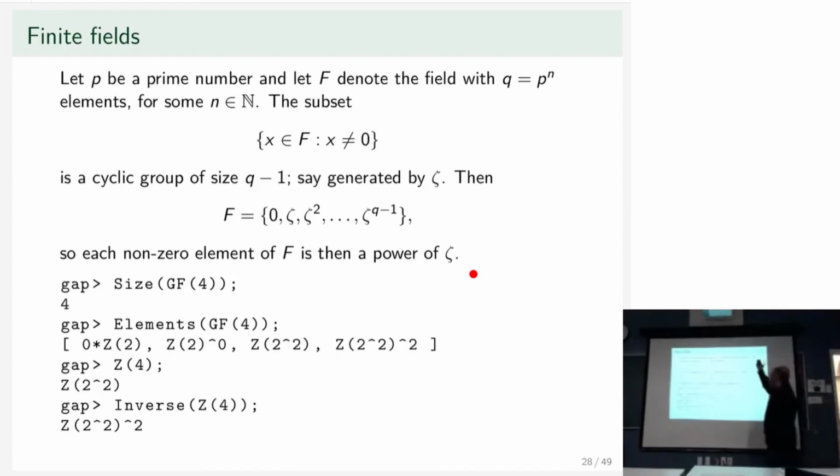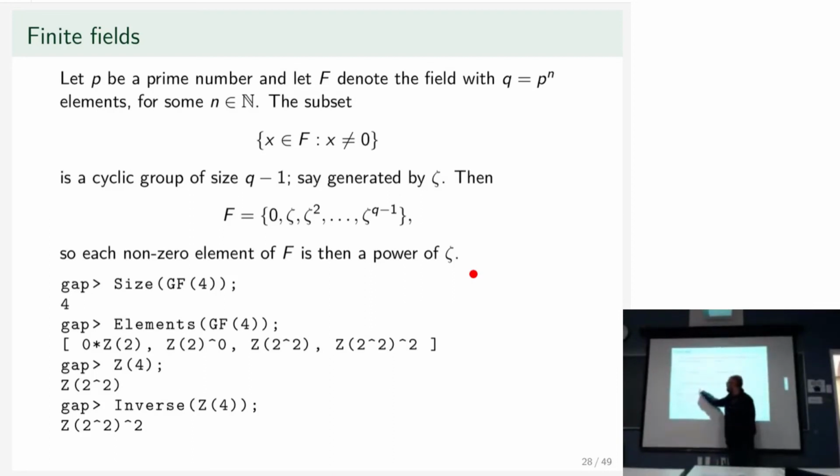So since this is cyclic, this is generated by some element, say Z. Okay? So F is what? Well, you have the 0 and then powers of this generator. Okay? So this is precisely F. So each non-zero element of F is a power of this particular generator. This is clear, right? Well, this is how GAP will describe a finite field.